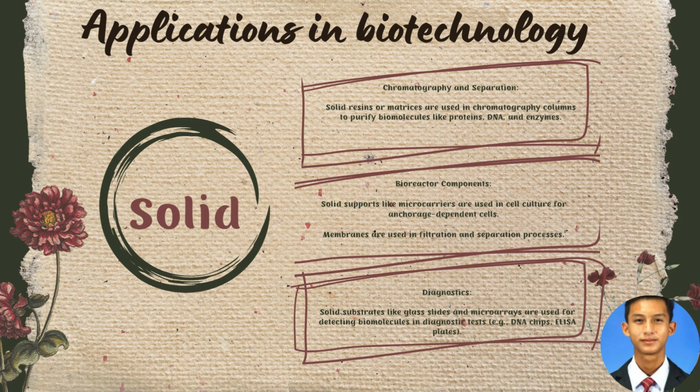So for applications in biotechnology, solids are used for chromatography and separation. Solid resin matrices are used in chromatography columns to purify biomolecules like protein, DNA, and enzymes. Bioreactor components: solid supports like microcarriers are used in cell culture to encourage growth of dependent cells. Membranes are used in filtration and separation processes. Next is diagnostics. Solid substances like glass slides and microarrays are used for detecting biomolecules in diagnostic tests. Examples are DNA chips and ELISA plates.